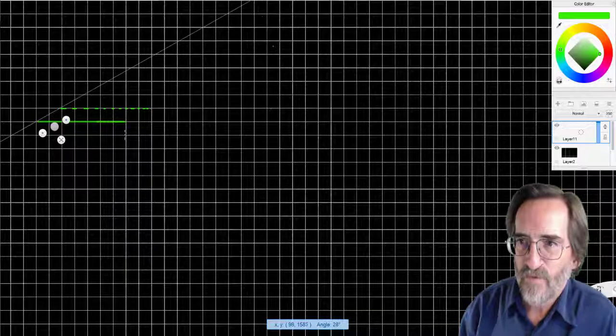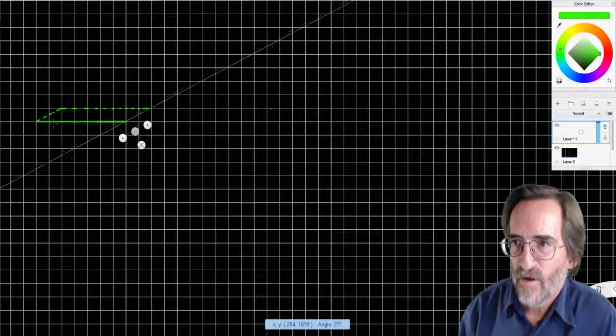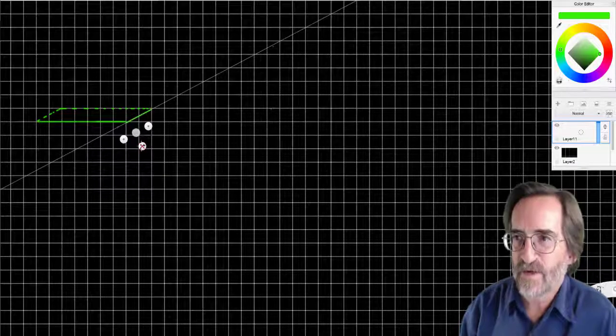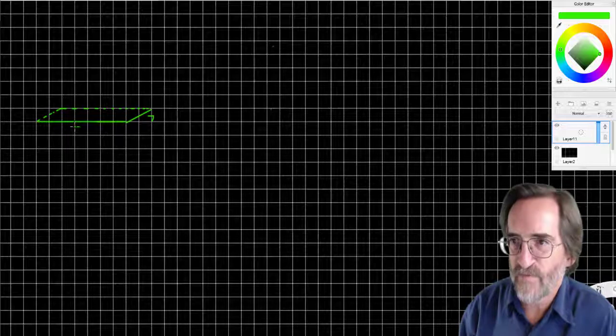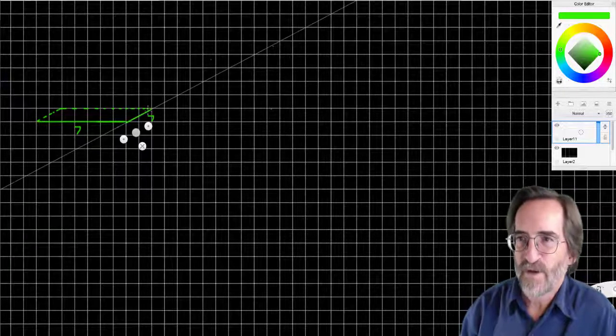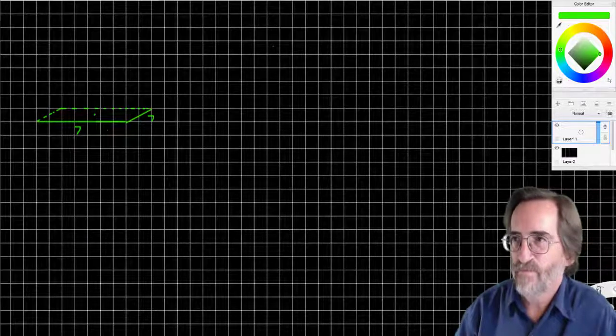And a width, let's say it has a width of 5. Actually, no, let's make it 7. I want to keep it simple here. So 7 by 7, so it's a square base. I'm drawing it in perspective here. So it comes up 4 and a half. So the center's right here.